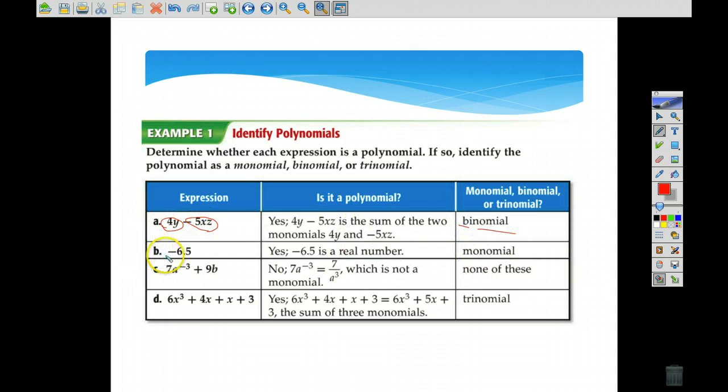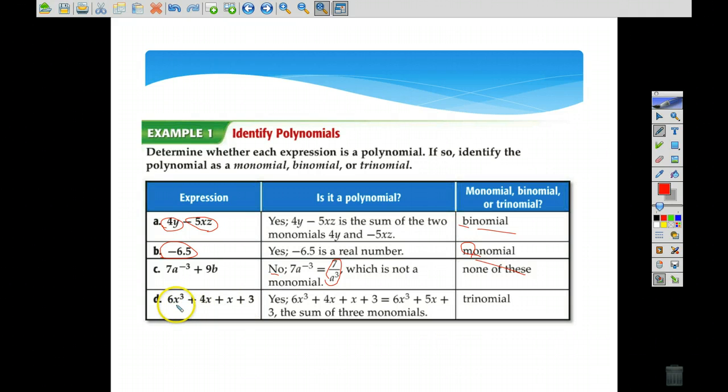All right. Negative 6.5, is this a polynomial? Yes, it's a real number. If it's a real number by itself, it's a monomial. It's only one term, so it's a monomial. All right, 7a to the negative third power plus 9b. This is not a polynomial because 7a to the negative third power, which can be written as 7 over a to the third, is not a monomial.